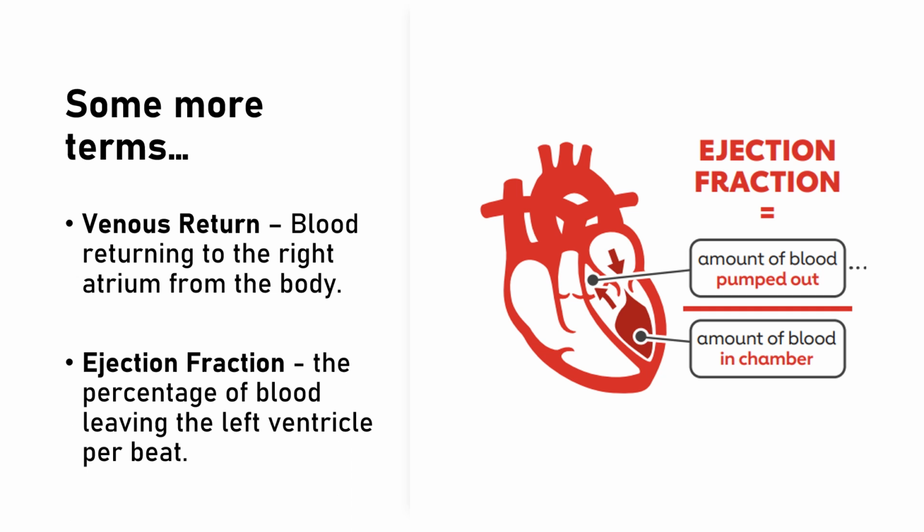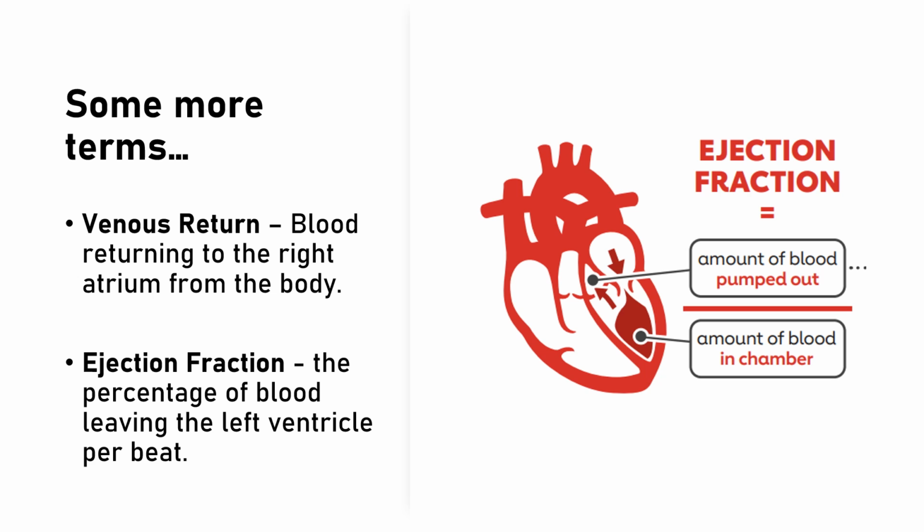Another term, and we can see the image there, is ejection fraction. When the heart pumps and the ventricle lets blood out to go around the body, ejection fraction is the percentage of blood that leaves the left ventricle per beat. When the heart contracts, not all of the blood that's in the ventricle leaves, only a percentage of it. So ejection fraction is the percentage of blood leaving the left ventricle per beat.